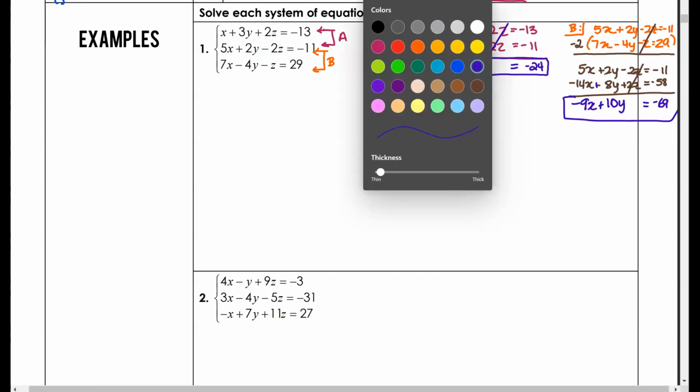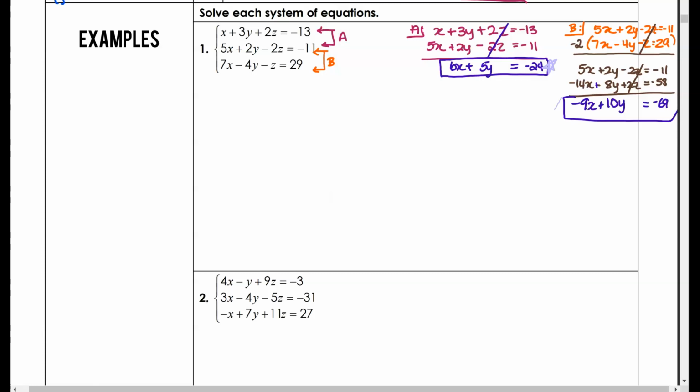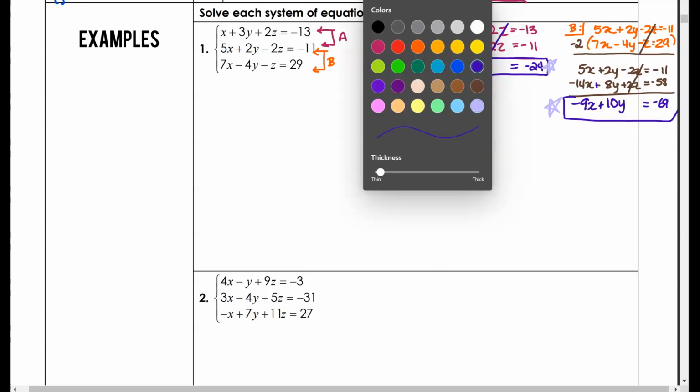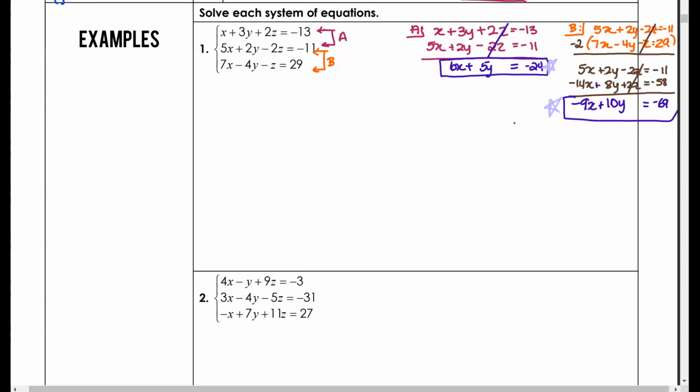So now those become my next step. So I'm going to take this equation and this equation, and we're going to combine them together to go ahead and solve. So let's go ahead and combine them, and then we're going to decide which variable we want to get rid of. So I'm going to have 6x plus 5y equals negative 24. And then I'm going to have negative 9x plus 10y equals negative 69.